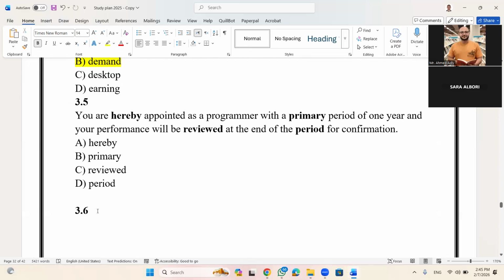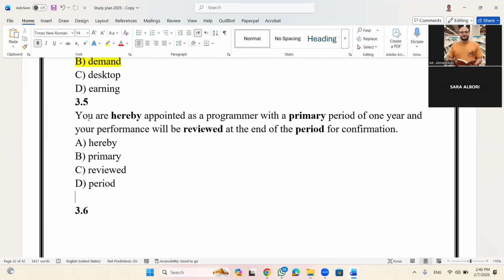You are hereby appointed as a programmer with a primary period of 1 year, and your performance will be reviewed at the end of the period of confirmation. Okay, so what is it about? What is the sentence about?